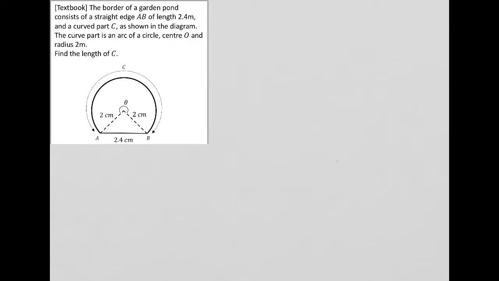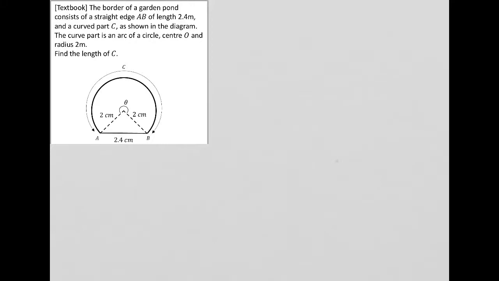Right, next one. So make sure you, by the way, copied the last one down. Here's a wordy question. The border of a garden pond consists of a straight edge AB of length 2.4 and a curved part C as shown in the diagram. The curved part is an arc of a circle, centre O and radius 2. Find the length of C.